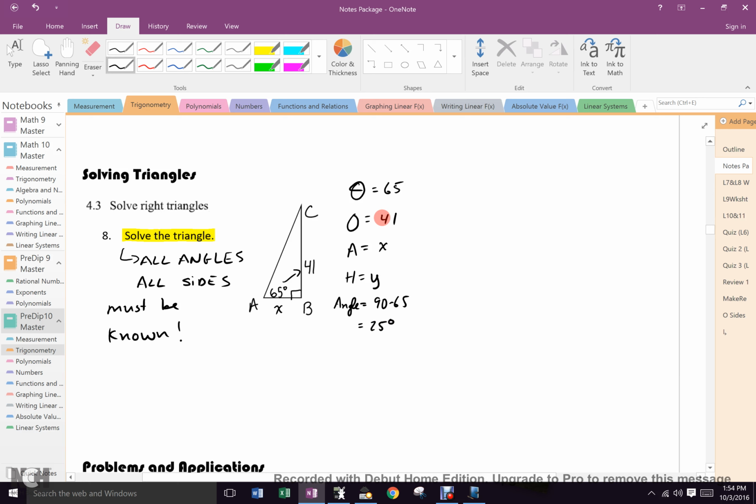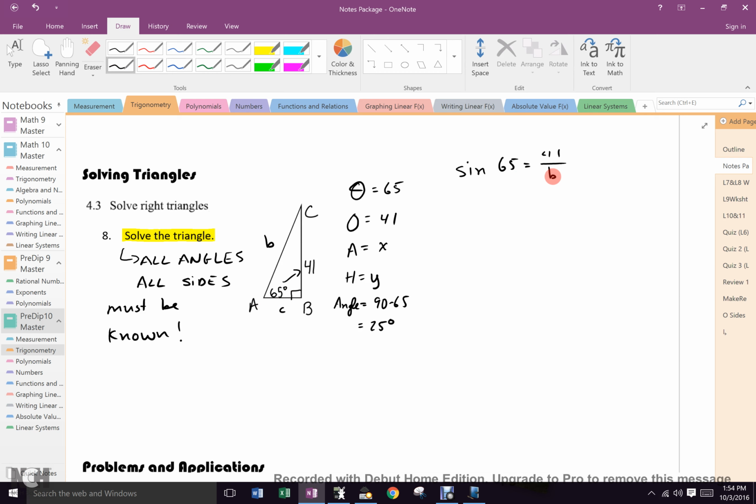Okay? So the first thing I'm going to do is I'm going to say sine of 65 is opposite 41 over this guy. Actually, I'm not going to use x. I'm sorry, that was a stupid thing to do. I'm going to use little c and little b because that's how we would name it properly, yes? Sine of 65 is 41 over little b. Agreed?